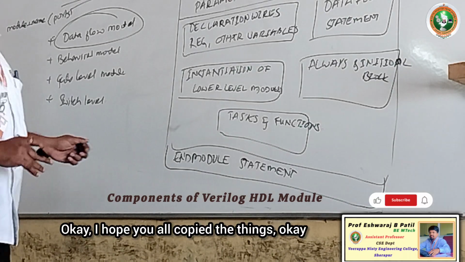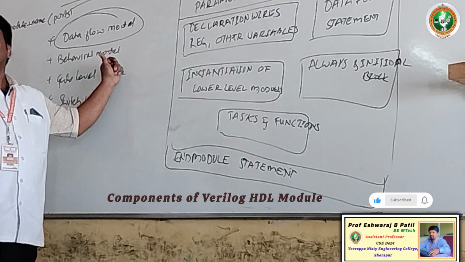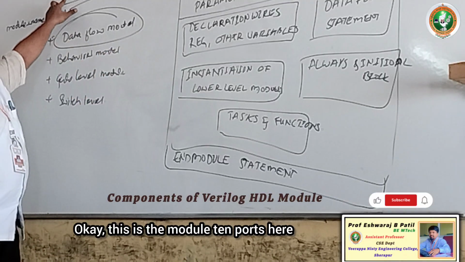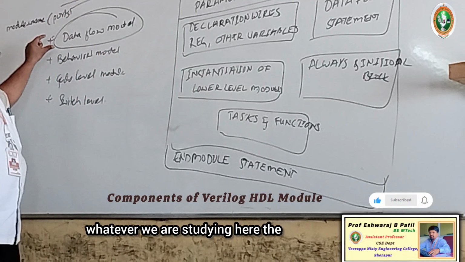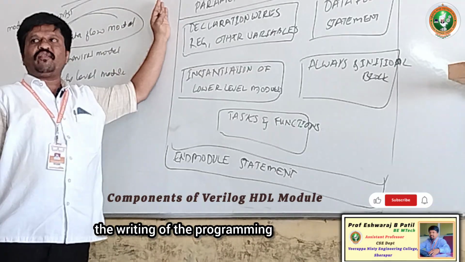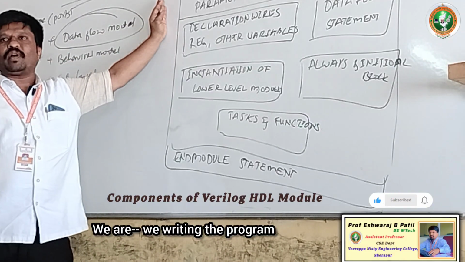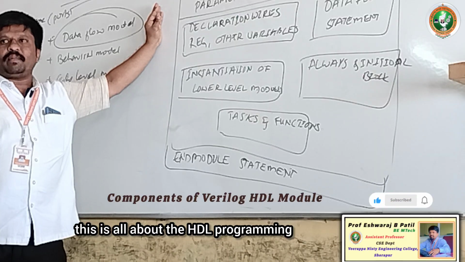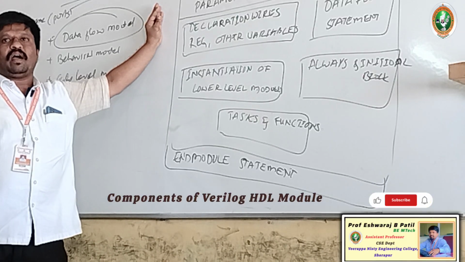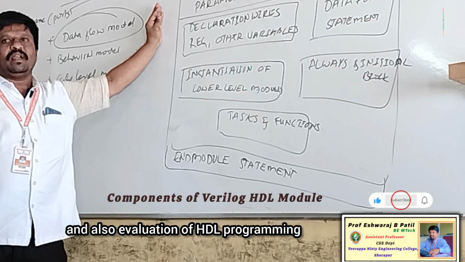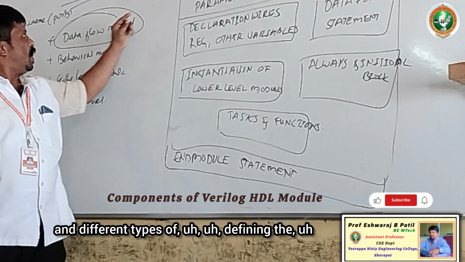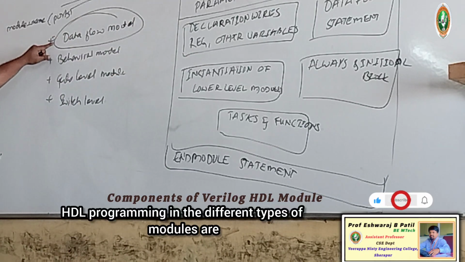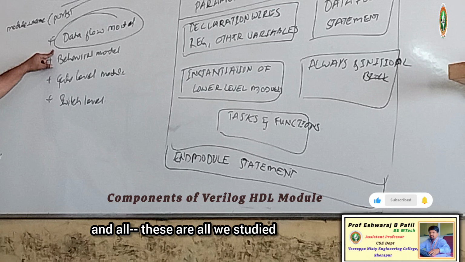Okay, I hope you all copied the things. This is the model, the Verilog course here. Whatever we are studying here is the writing of programs. Whatever we studied in the first module is all about HDL programming: what type of HDL programming, the evolution of HDL programming, and the different types of models for defining HDL programs. All these we studied.